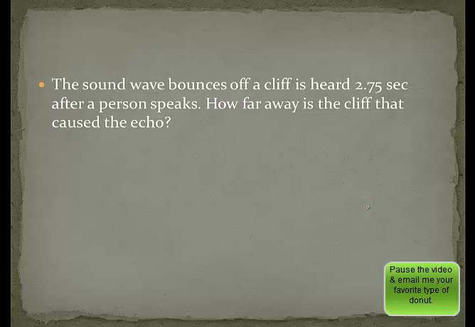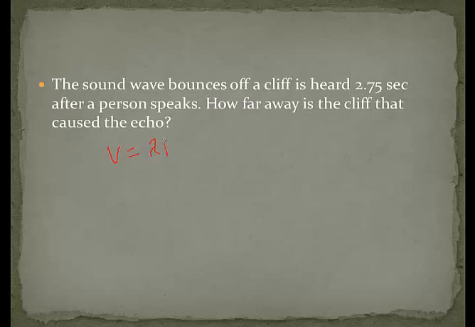Second, the sound wave bounces off a cliff and is heard 2.5 seconds after the person speaks. How far away is the cliff that caused the echo? So, we're taking our sound wave, and we're going to use our distance. Velocity equals frequency times wavelength, but we also remember velocity equals displacement over time. In this case, the original equation will be a lot more useful to us. We use the 360 meters per second value that I gave in this slide. We'll see different values depending on different temperatures of the air.